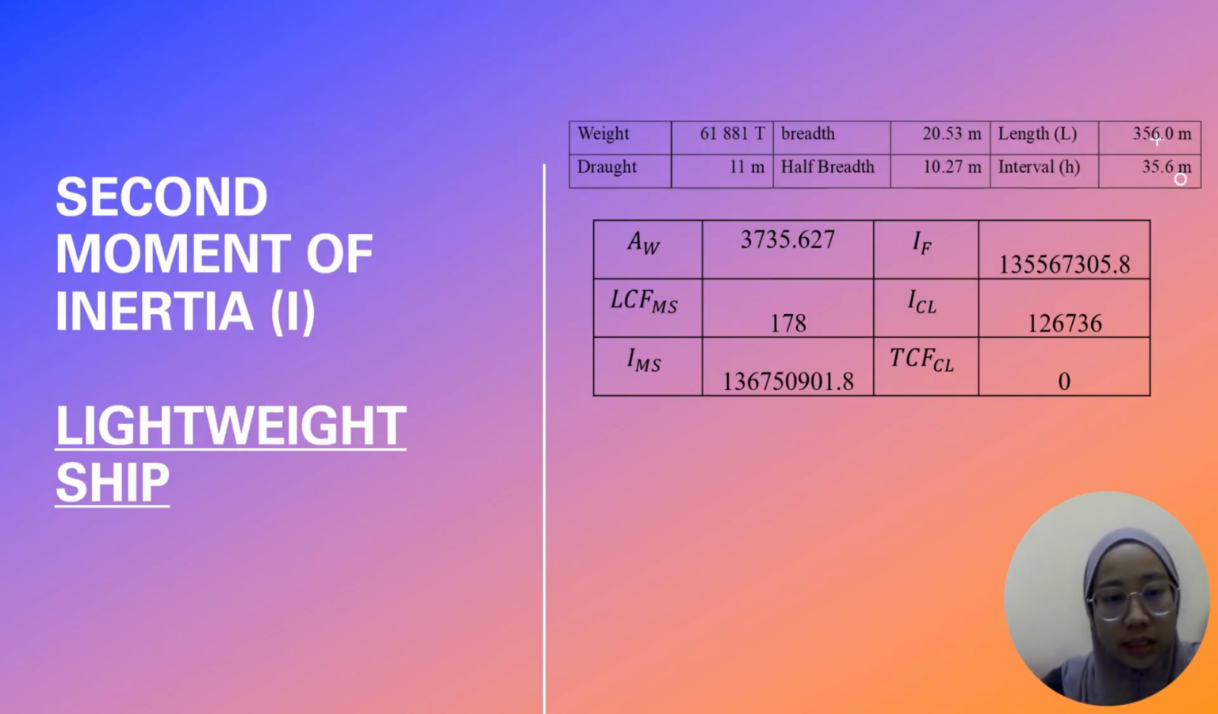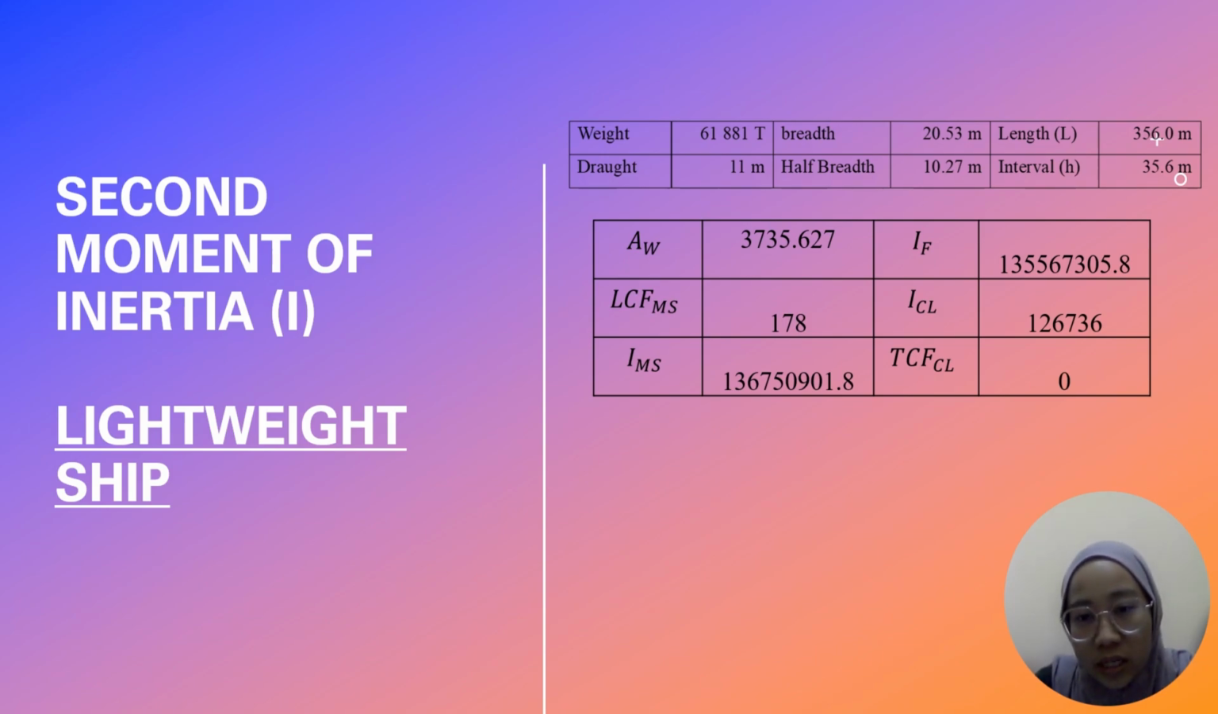And next is the second moment of inertia for the lightweight ship with a weight of 61,881 tons. The draft is 11 meters, the breadth is 20.53 meters, and the length is 356 meters. So by using the same formula from the previous slide, we get the waterplane area is 3,635.627, and then the LCF we get 178.